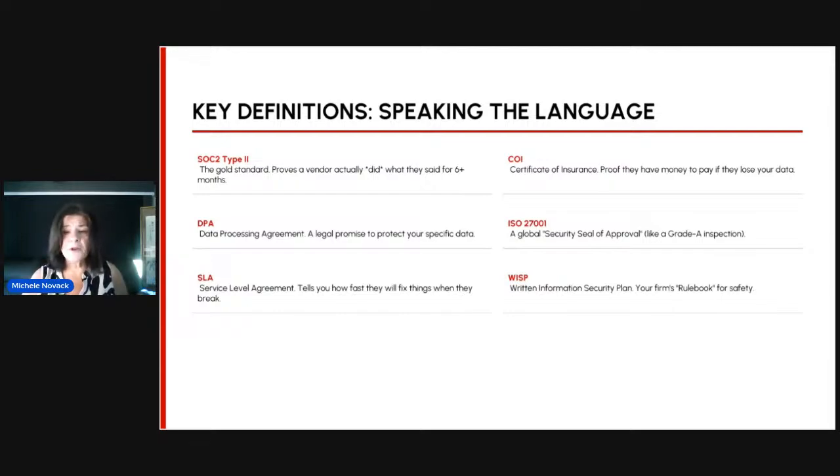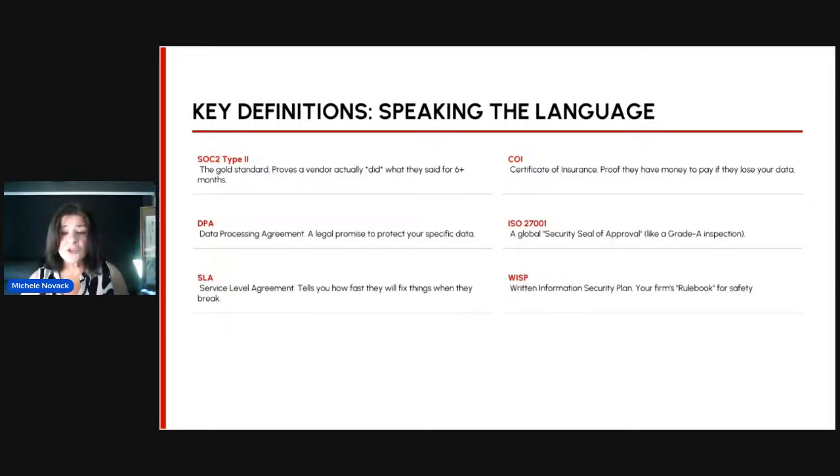This is important because it's the legal pinky swear that they won't sell or lose your data. Very important that you review your contracts, and we're going to talk more about that to make sure that they are aligning with at minimum these 4 things.